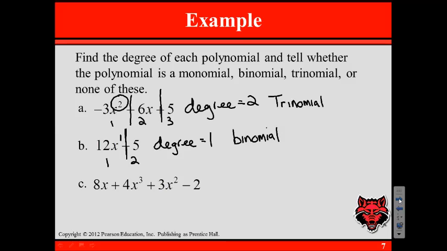And last, we have 8x plus 4x cubed plus 3x squared minus 2. To find the degree, we find the largest exponent, which in this case is 3. The largest exponent does not have to be written first. A lot of times we will write it that way, but as you're going through your problems, don't assume it's always the first exponent. So the largest exponent is 3, meaning our degree is 3. And as we count terms, we have 1, 2, 3, 4. We don't have a nice word for that, like monomial, binomial, or trinomial, so we just say it is none of these.